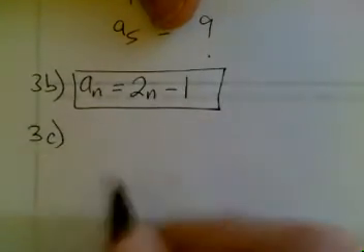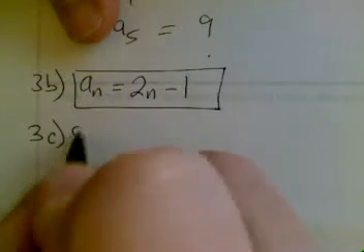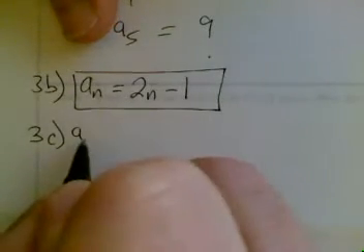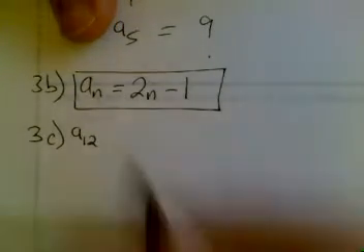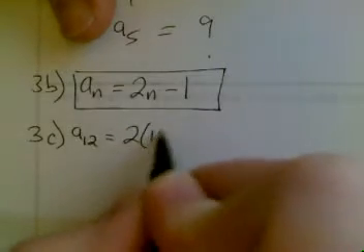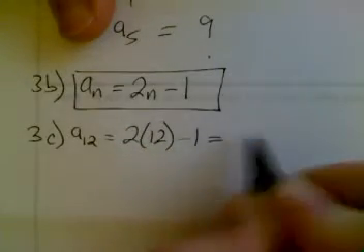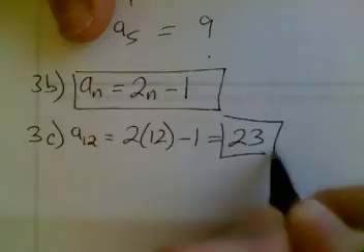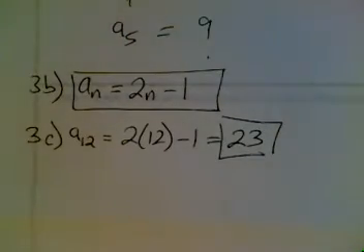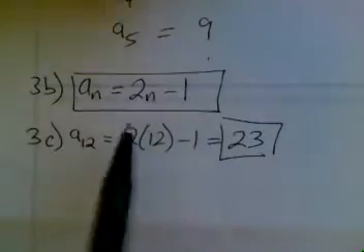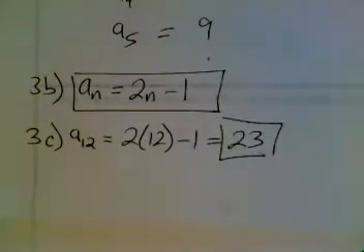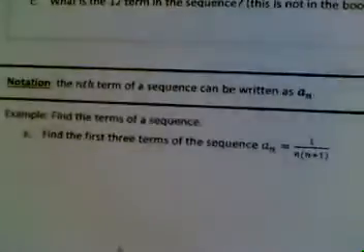3C asks, what is the 12th term in the sequence? Now, what am I looking for? I'm looking for a sub 12. So in here I'm going to go 2 times 12 minus 1, that's 24 minus 1, that's 23. It is very easy for me to identify the 12th term when it's written in this form.